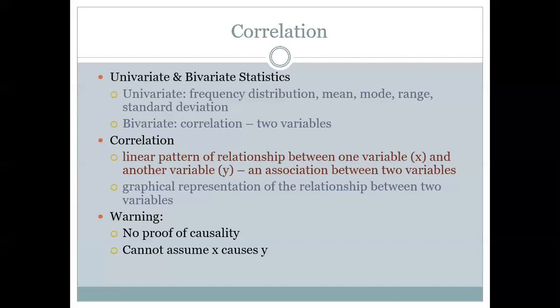Okay. So what is correlation? Correlation can also refer to the linear pattern of relationship between one variable and another variable, that is x and y. In correlation, we actually want to measure or test the relationship between two variables, x and y. Usually the x variable is referred to as the independent variable, and the y variable is referred to as the dependent variable.